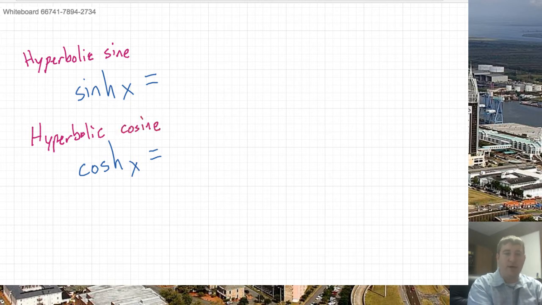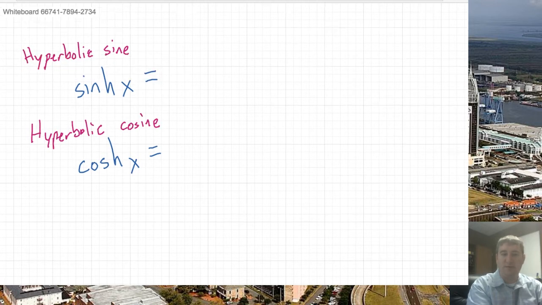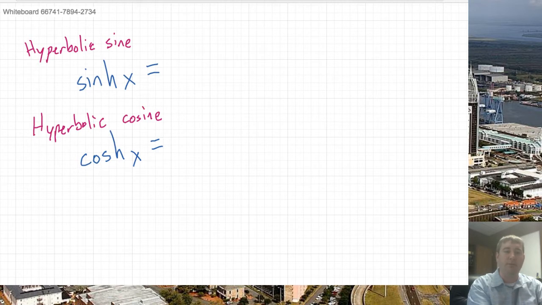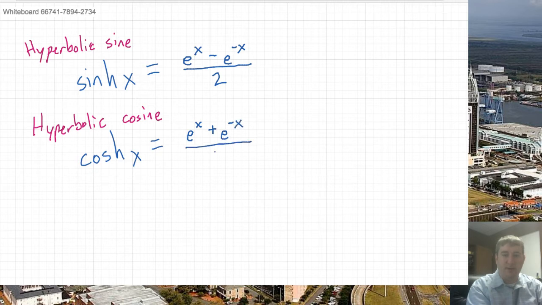And the way they're defined, they are not defined explicitly in terms of derivatives and integrals, although you could also define them that way. The way I'll define them is simply in terms of exponential functions. The hyperbolic sine is given by e to the x minus e to the negative x, all divided by 2. Meanwhile, hyperbolic cosine is e to the x plus e to the negative x, all divided by 2.